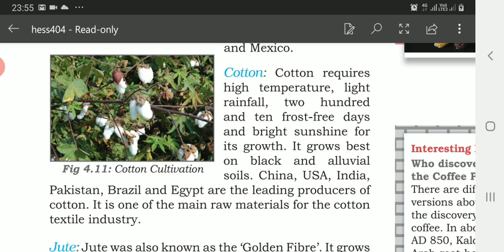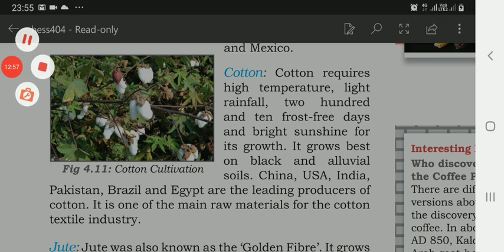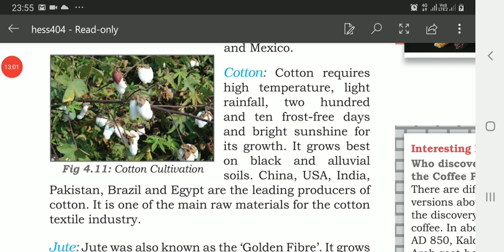Now, what are the names of the countries where it is grown in a huge amount? China, USA, India, Pakistan, Brazil, and Egypt are the leading producers of cotton. It is one of the main raw materials for the cotton textile industry.